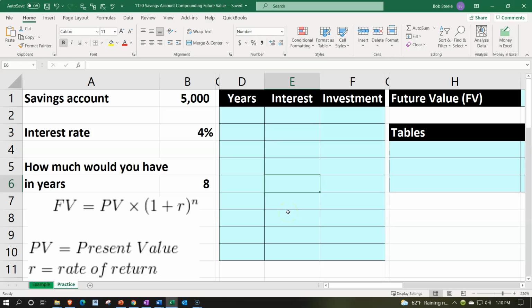Here we are in our Excel worksheet. If you have access to the Excel worksheet and would like to follow along, note that we're down here in the practice tab as opposed to the example tab, the example tab in essence being an answer key. We have the information on the left-hand side, going to populate that into the blue area on the right-hand side. We're looking at future value calculations.